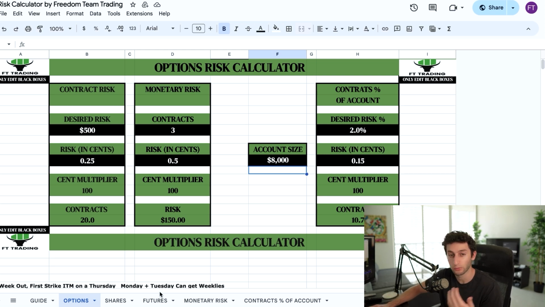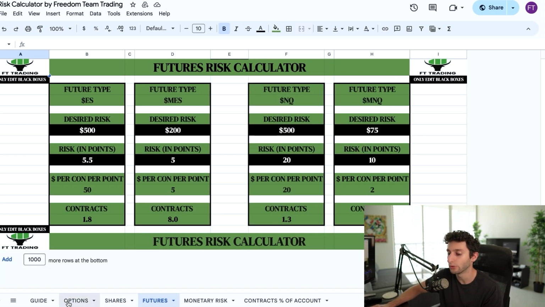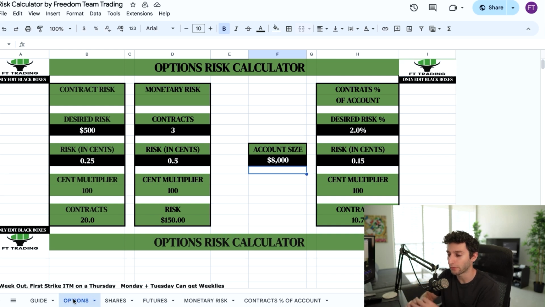Okay, and all of this works for everything, right? With options, with shares, with futures. You can do this and fill this out for every single trade to have good risk management to make sure you're actually growing your account consistently and you're never going to blow up your account simply by using this.